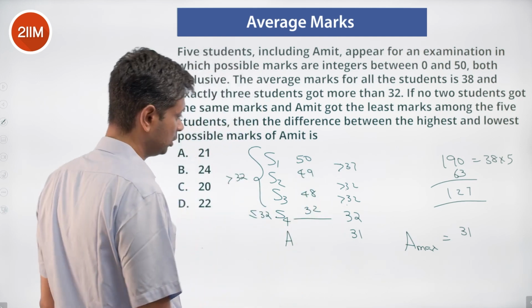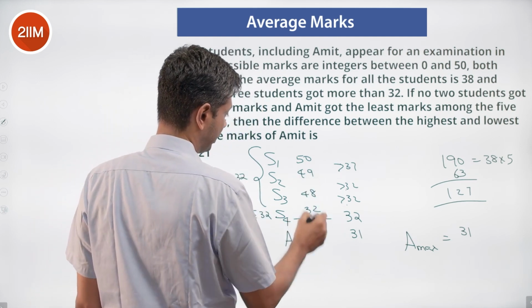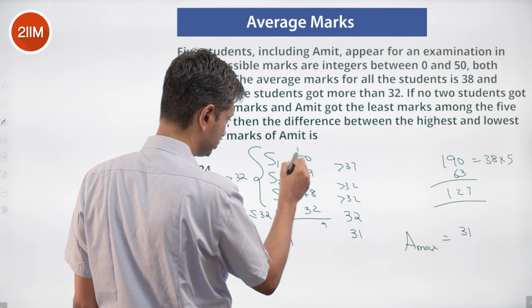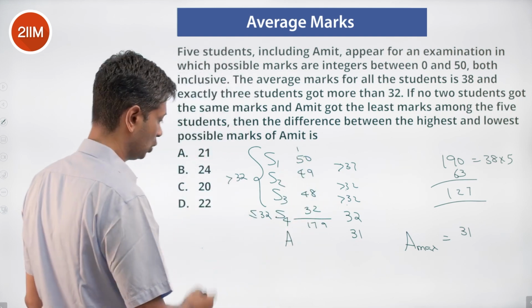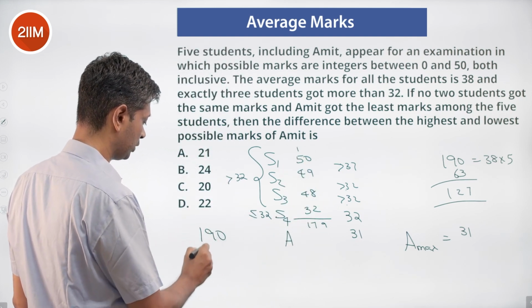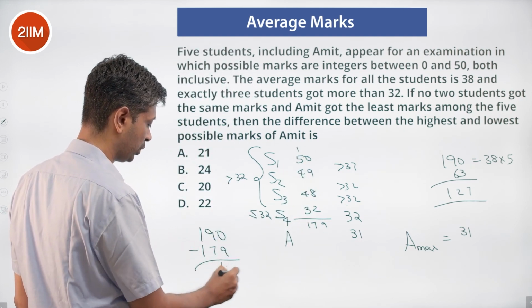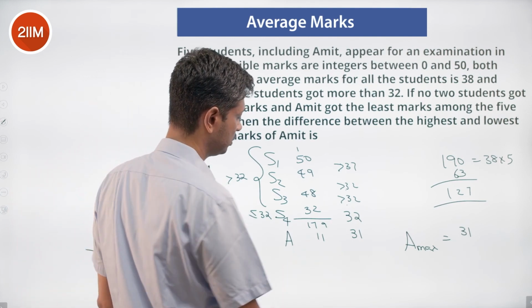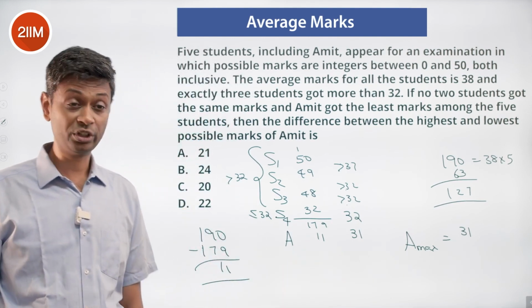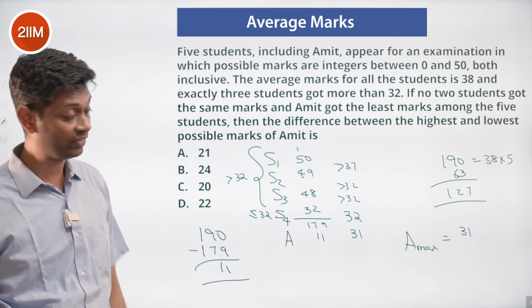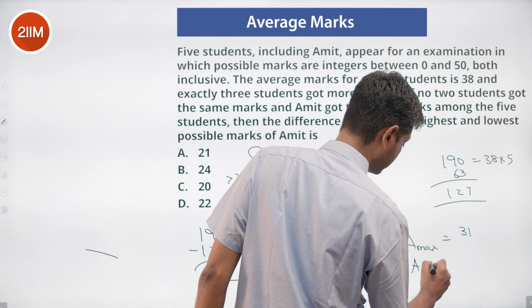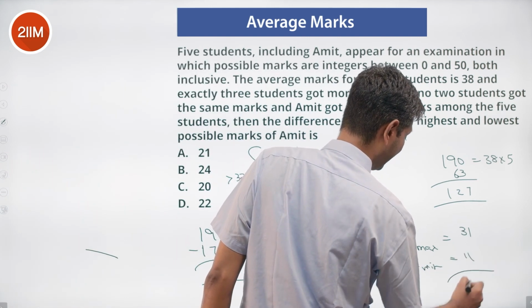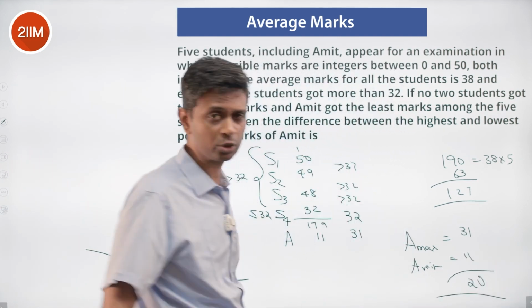Add everything up. 2 plus 8, 10, 19, 9, 1, 6 plus 4, 10, 14, 17, 179. Total is 190. These 4 fellows add up to 179. Amit will have 11. So I could have 50, 49, 48, 32, 11. That's a possibility. Or Amit minimum equal to 11. Difference between maximum and minimum is 20.